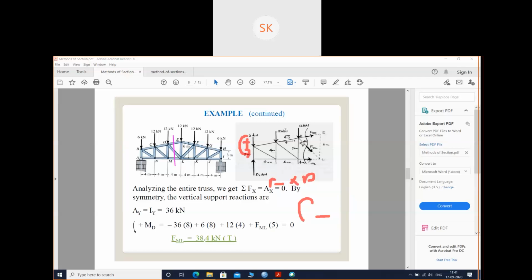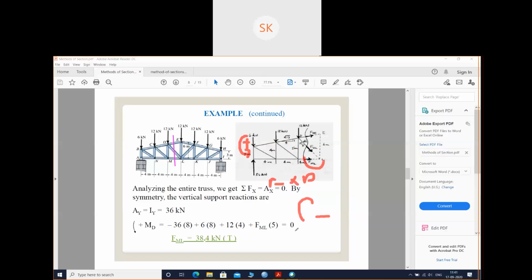Next, I can take 12, this force into distance, for finding the moment about D point. So 12 into, how much is the distance? 4 meter. 12 into 4. Done. Next, what force is acting at D point? This FML acts on this D point. Again this is in clockwise direction, from D distance. So FML into 5 meters equals 0. When you solve this, you will get the FML value. Now it is clear.